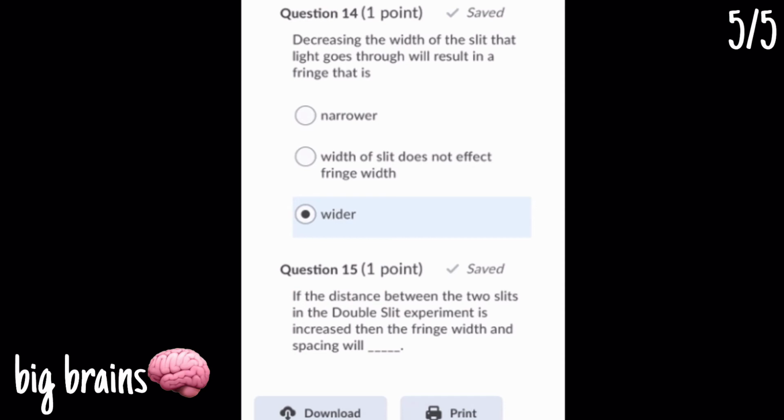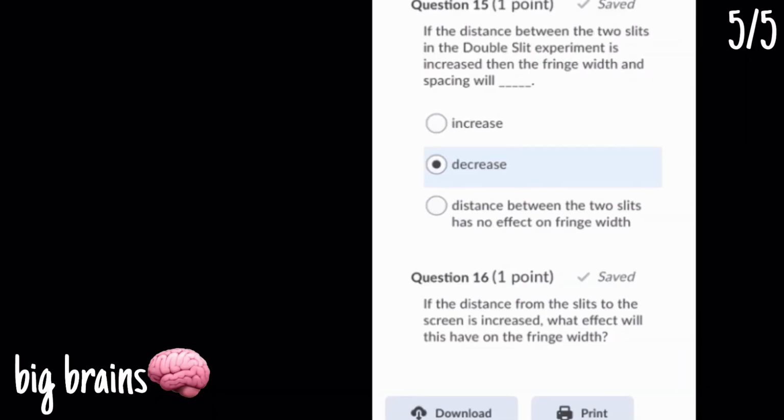I wasn't kidding when we said we were learning together. I forgot what fringes meant, so I have to come in from the future. It's basically the bands, the light and the dark. So basically, if you decrease the width of your slit, then that's going to result in the fringes, the little bands, being wider, a dark one would be wider and so would a light one.